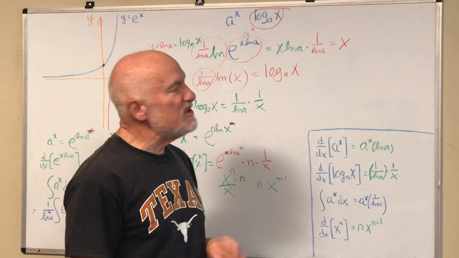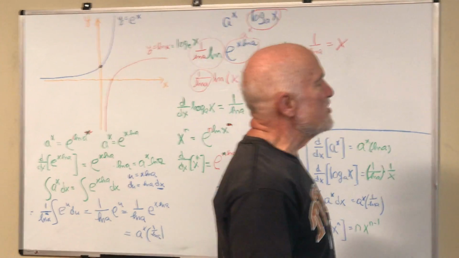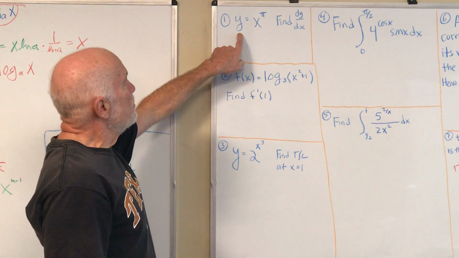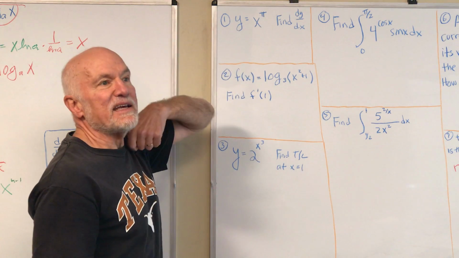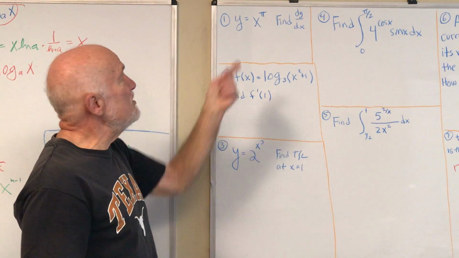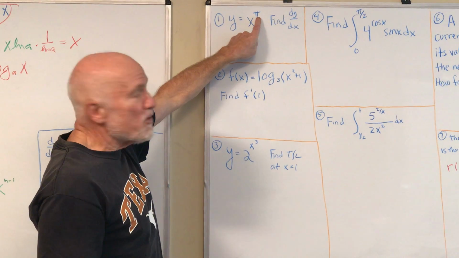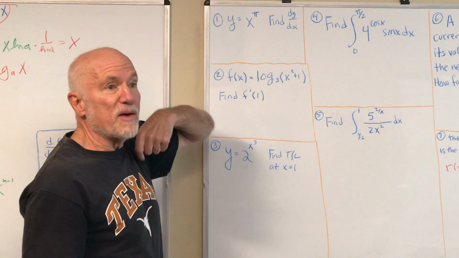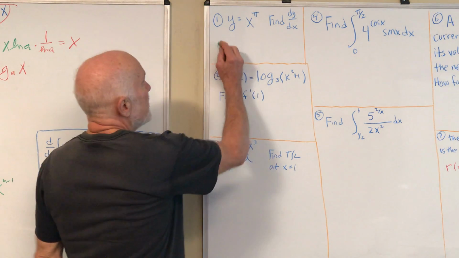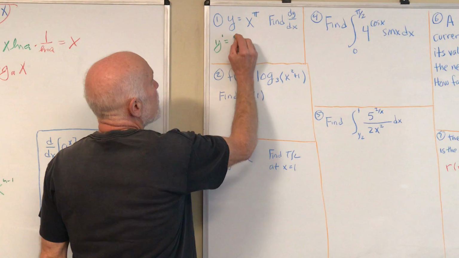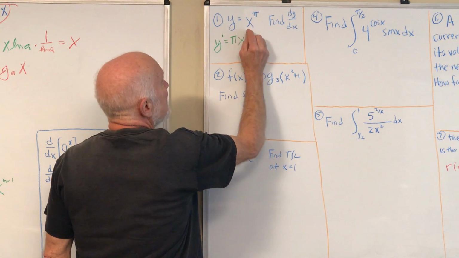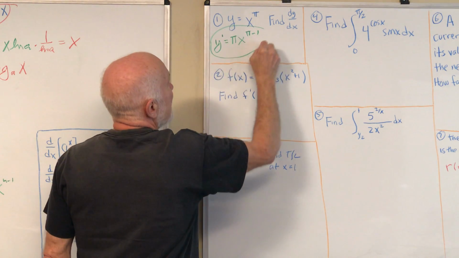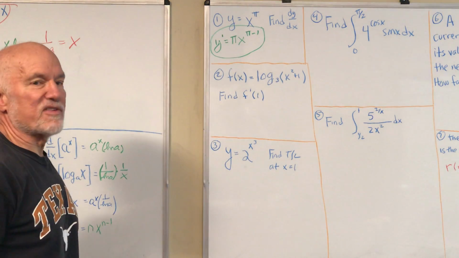Okay, so let's use some of these new formulas to do a few problems over here. Now, we're starting out right here with y equals x to the pi. Well, not only can you use this formula that we just proved for negative numbers and fractions, you can also even use it for irrational numbers like pi. So the answer is, we can use the power rule. Pi x to the pi minus 1. We're done. That's dy dx, or y prime of x.